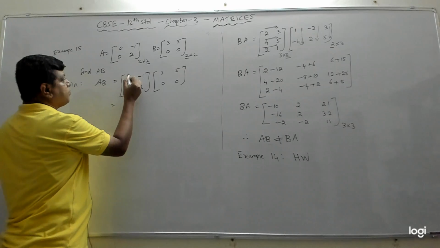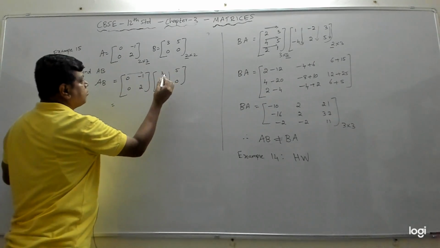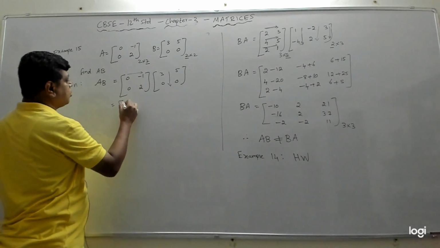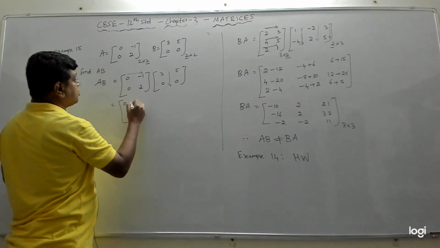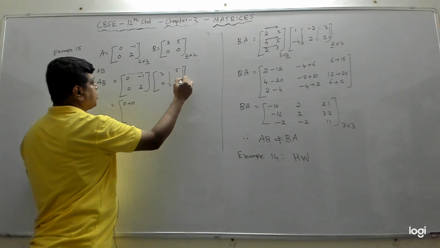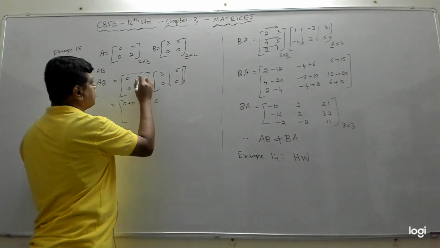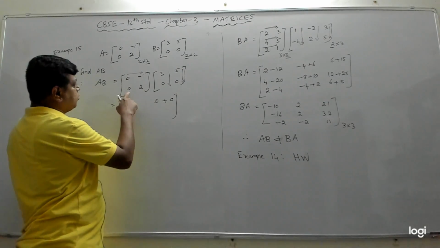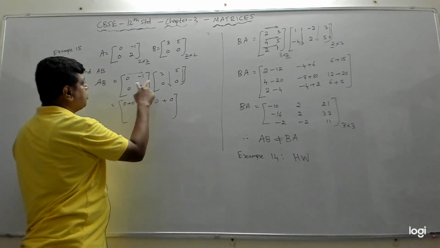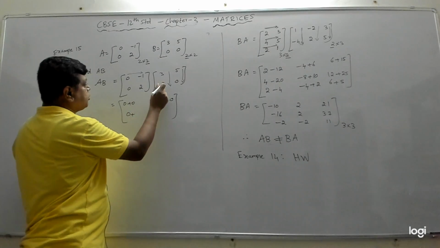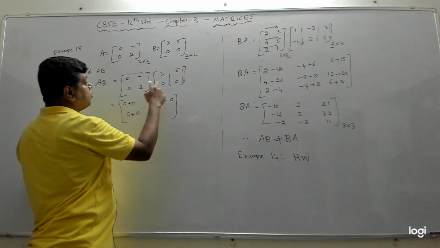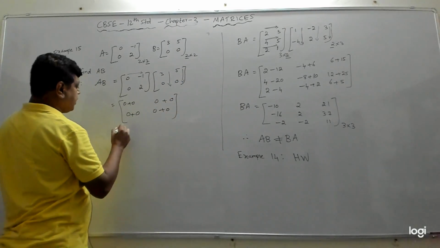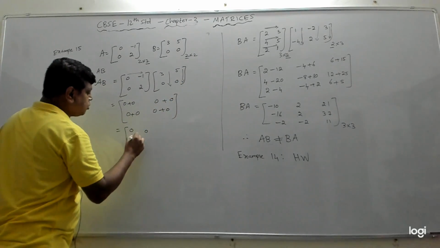So, again, we will do the first row with the first column. This is 3. So, we will do 0 into 3 is 0. Minus 1 into 0 is also 0. Then again, first row with the second column. So, 0 into 5 is 0. Minus 1 into 0 is 0. Then we are going to the second row. Second row with the first column: 0 into 3 is 0 plus 2 into 0 is 0. Then second row with the second column: 0 into 5 is 0, 2 times 0 is 0. So, finally, we get it as 0, 0, 0, 0.